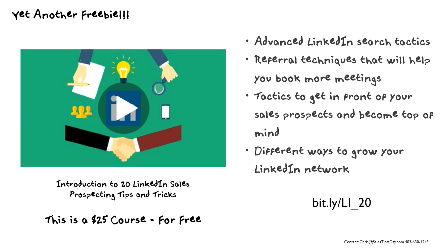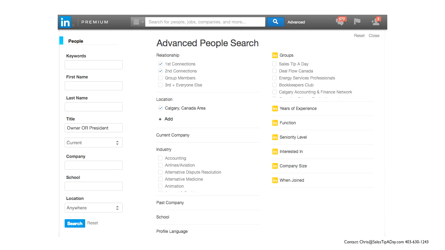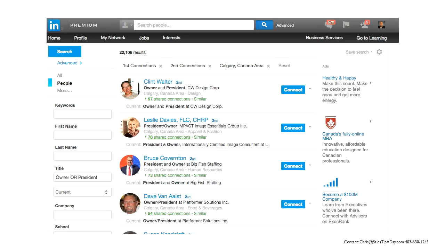So I'm going to tell you just one more killer tip that you can use to learn how to get more clients immediately. Now, here's how you do this. Use this advanced people search again. When you go into the advanced people search, pick the relationship, pick the location. If you want, pick an industry, put other search terms in here. Grab the title that you're going after. So if I'm a bookkeeper or an accountant, I would think owners and presidents of companies are people that I might want to be talking to as well. Then hit search. What happens is you get these results coming back. So there's 22,106 people that came back in this search result in Calgary that are presidents or owners of businesses.